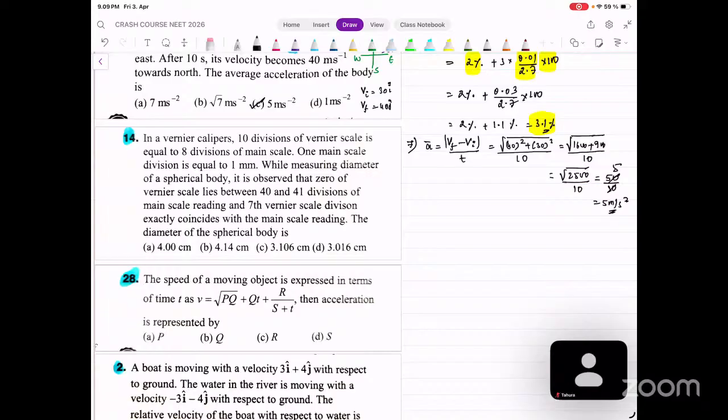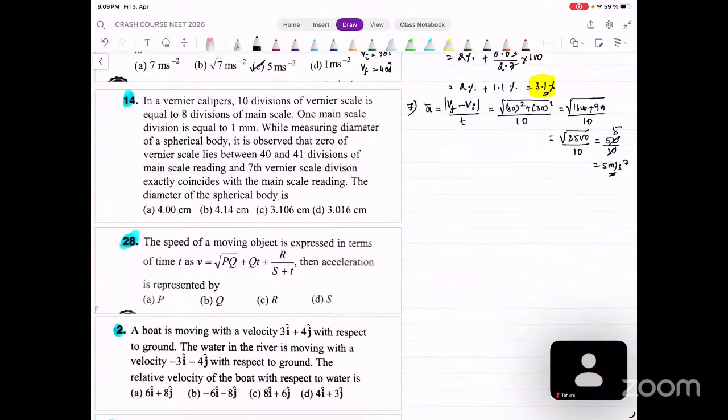चलो 14th वन देखो बेटा. 14th क्वेश्चन बताइए जल्दी से. Anyone? Question number 14. In a vernier caliper, 10 divisions of the vernier scale is equal to 8 divisions of the main scale. Okay, that means 10 vernier scale divisions is equal to 8 main scale divisions. And what is given? One main scale division is 1 MSD. 1 MSD is equal to how much for me?